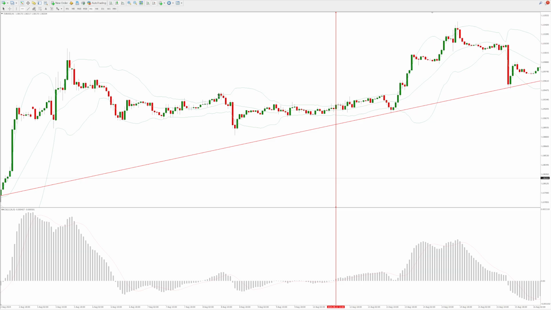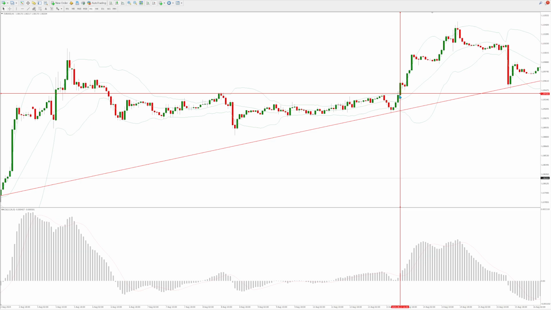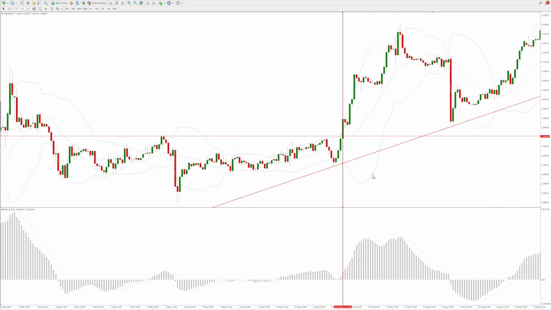One thing I'd be wary of in this scenario is we do have this level of resistance, and also this level of resistance. Okay, so I'd be cautious of buying into this resistance and perhaps waiting for the breakout, which happens around here. And it's not just a breakout of that resistance level, it's also a breakout of the upper bands as well, confirmed by the MACD being above the 0 and above the signal line.